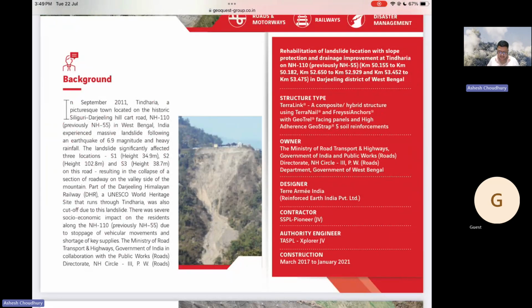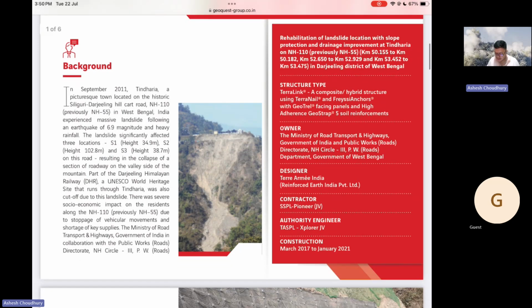The background was that in September, Tindharia, a picturesque town located on the historic Siliguri-Darjeeling Hill Cart Road in West Bengal, India, experienced a massive landslide following an earthquake of 6.9 magnitude and heavy rainfall. The landslide significantly affected three locations. The UNESCO World Heritage Darjeeling Himalayan Railway toy train also passes beside that road.